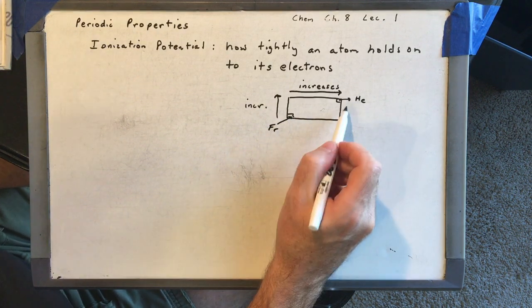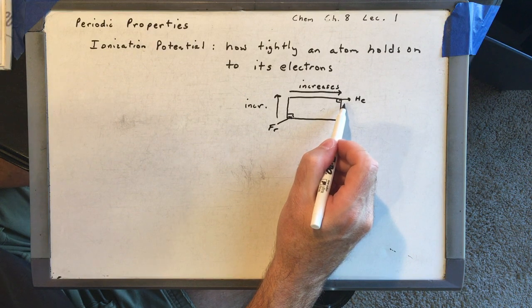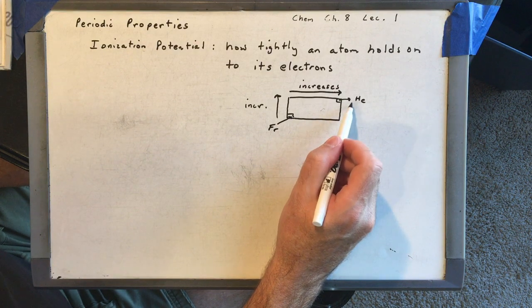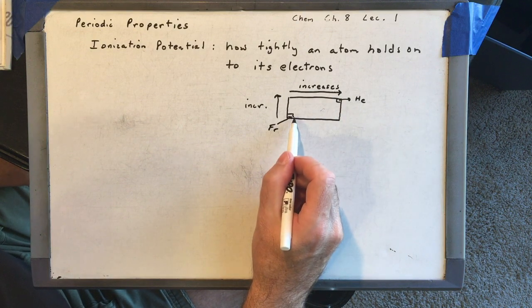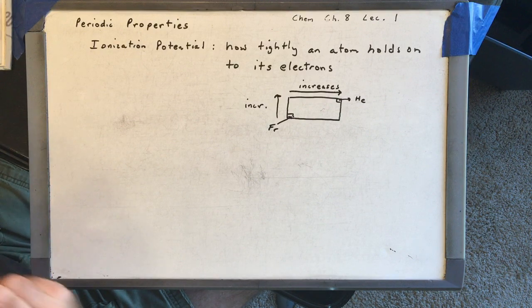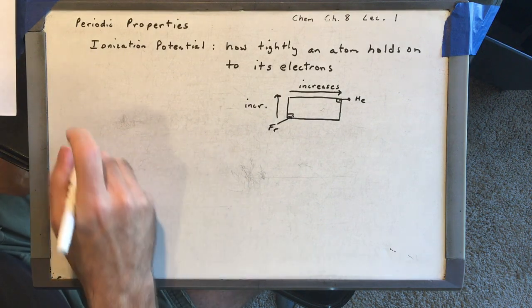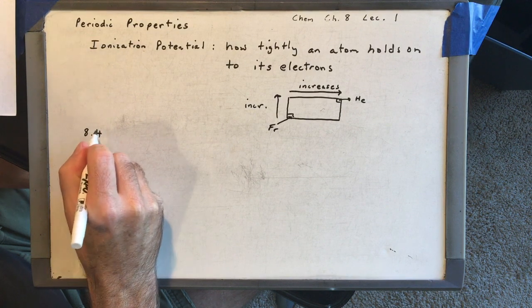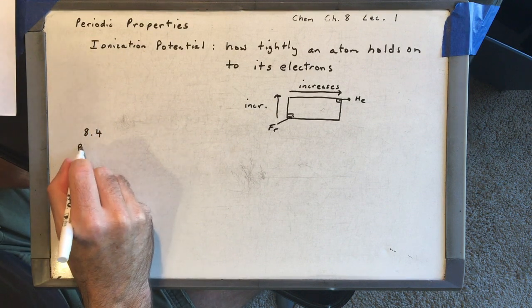Okay, so helium really holds on tight to its electrons. Also fluorine. It's hard to get electrons away from helium, fluorine. Francium's taking its electrons to Goodwill. Just doesn't care. Okay, so that's ionization potential. So let's look at 8.4. This is page 260.